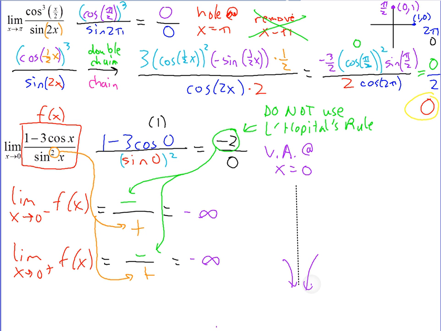So remember, when the left and right limits are the same, then that is your general limit. In this case, negative infinity. If they were different, then remember it would be does not exist. And that concludes the notes for AP Calculus on the topic of L'Hopital's rule.